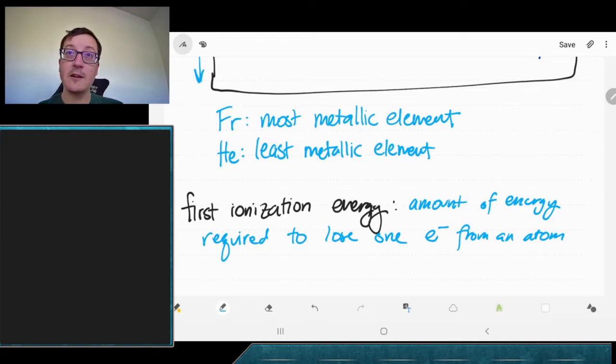So it's an amount of energy required to lose an electron. So there's always an energy loss. It takes energy. It's an endothermic process to lose an electron. So we're going to see here that some elements will have low ionization energies, and some will have higher ones.